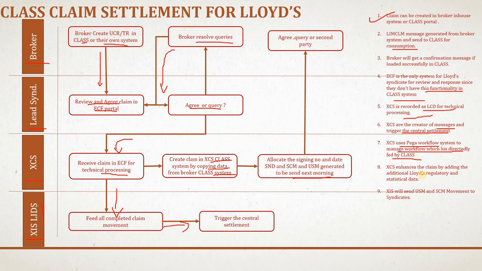The XCS enhances the claim by adding the additional Lloyd's data. So once the broker produces the information to the XCS, XCS adds some more information to the broker information in order to complete the claim. XCS will send the USM and SCM movement to the syndicate the next morning after feeding the data into the lead system.